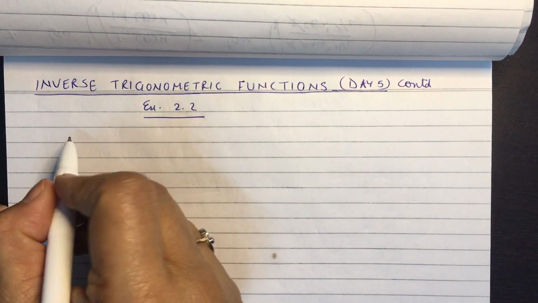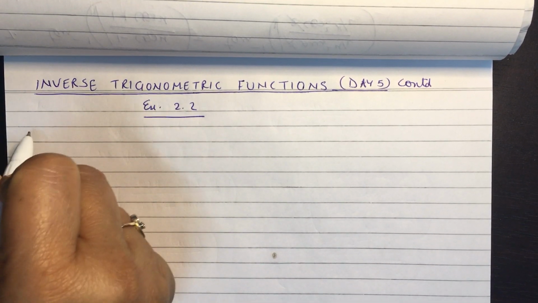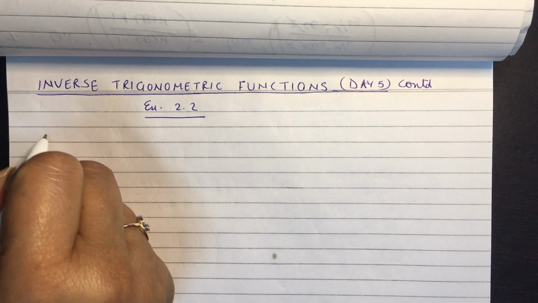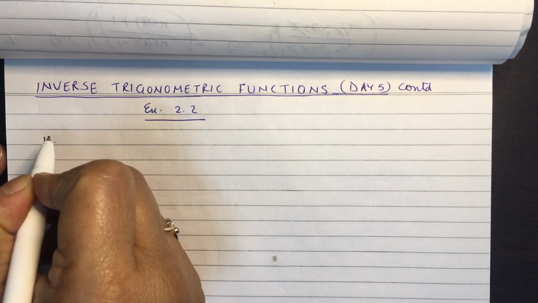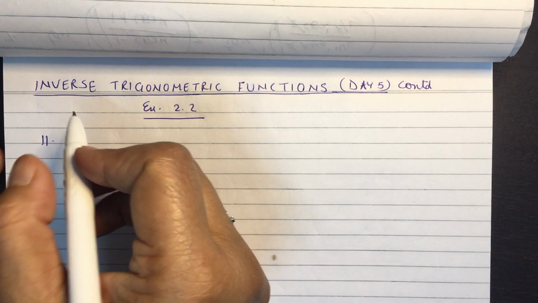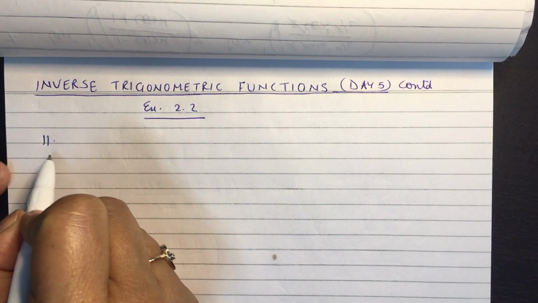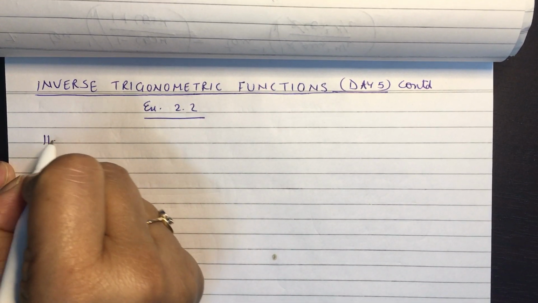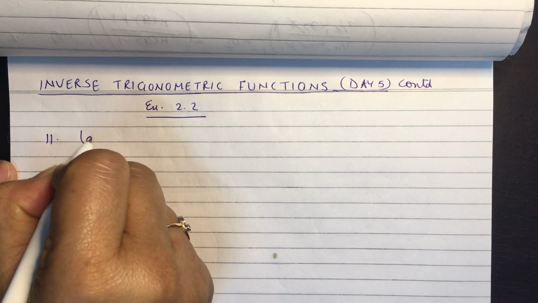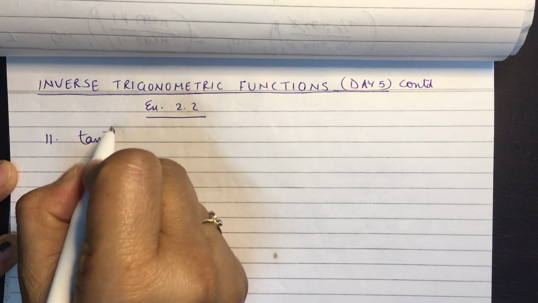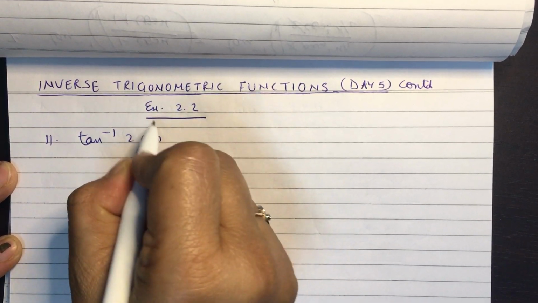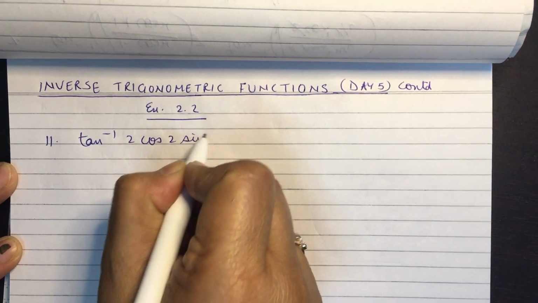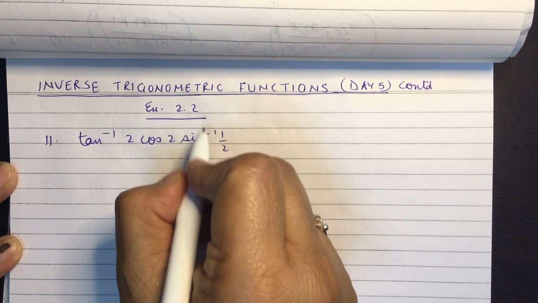Let's now proceed with the next kind of questions, which is question number 11. Now here we have to find the value of each of the questions which are there. So the first question which comes is tan inverse of 2 cos of 2 sine inverse half.